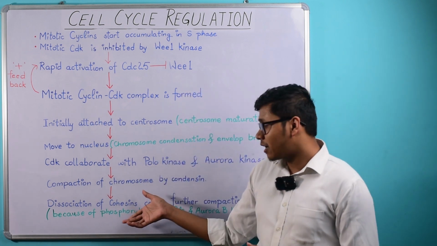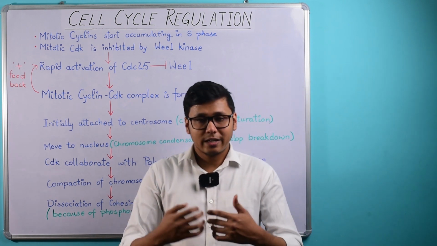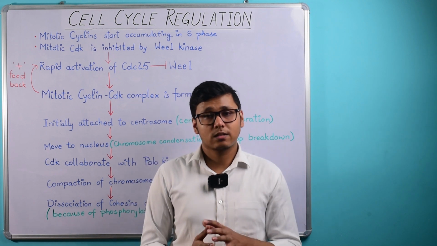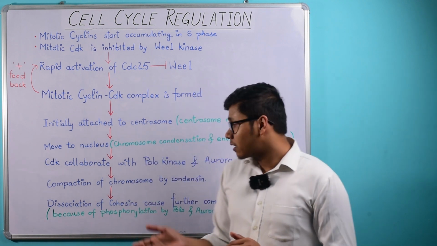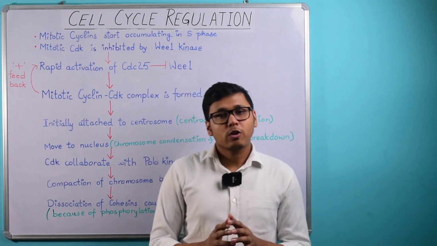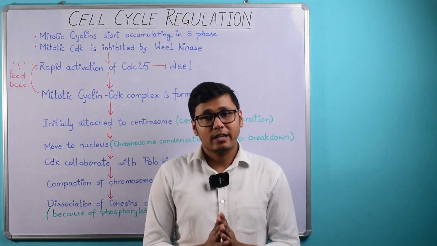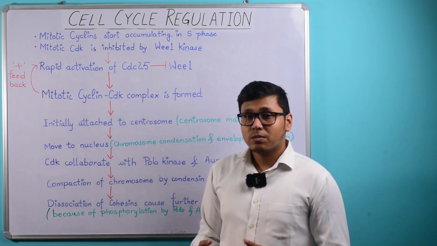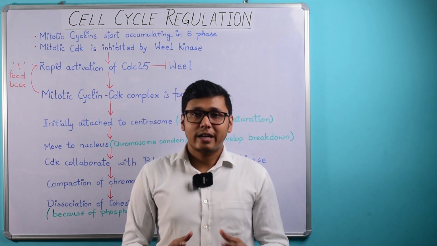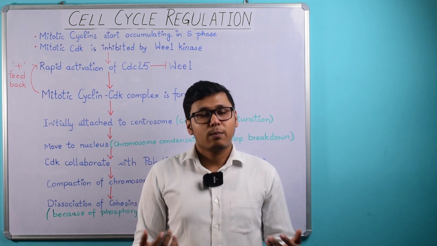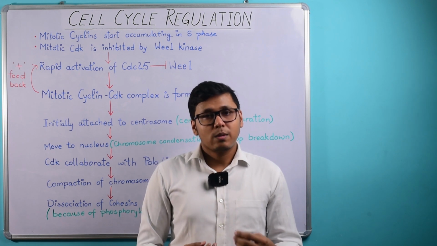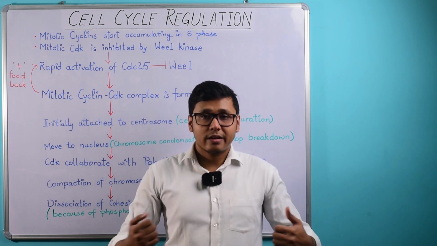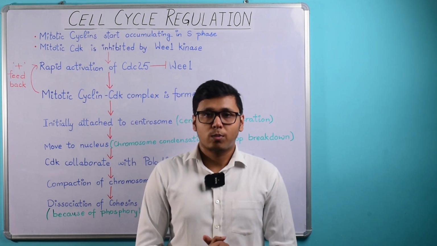And once the cohesins are removed, now the entire chromosome is free for more condensation, and the condensins work on that part of chromosome as well, and it is compacted up to 10,000 folds. So now our chromosome is compact and ready to move apart to the opposite poles. So in the next step we'll be going to see how the chromosomes segregate and move to the opposite poles.